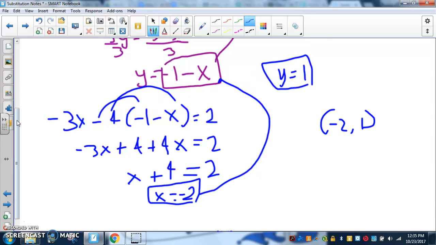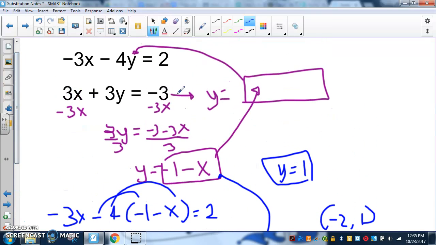There you go. That's how you would solve one that looks like this: two equations in standard form. Again, you have to isolate one of your variables. Now, I will say this: I could have easily isolated x instead of y. It doesn't really matter which one you isolate. As long as you plug it in correctly into the other equation, you'll still get the same answer.